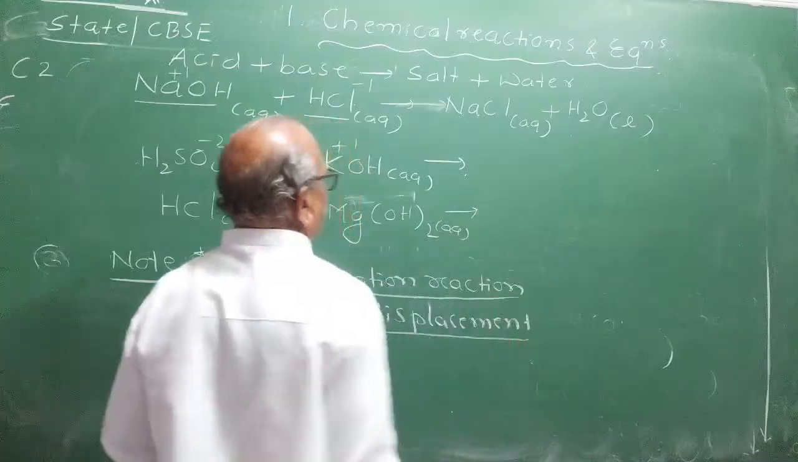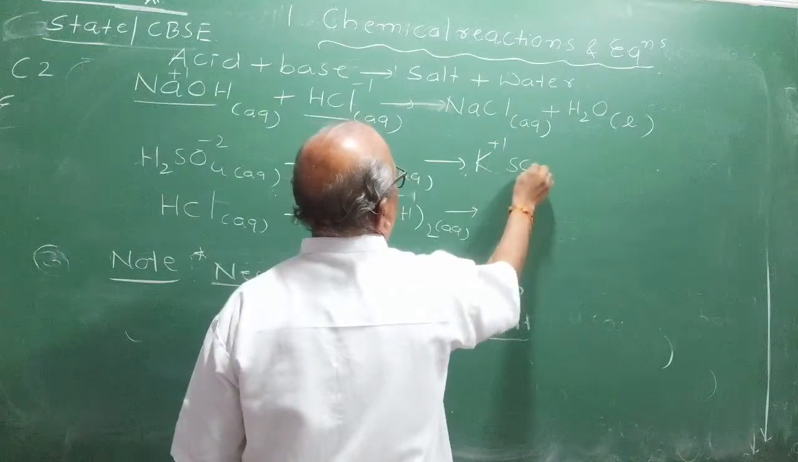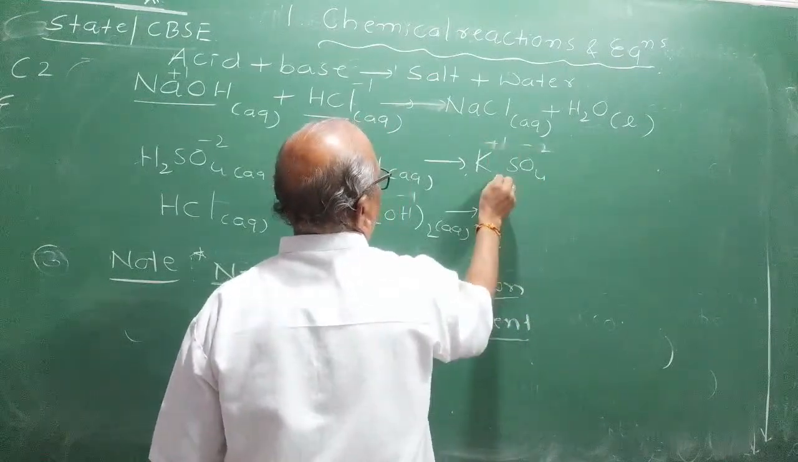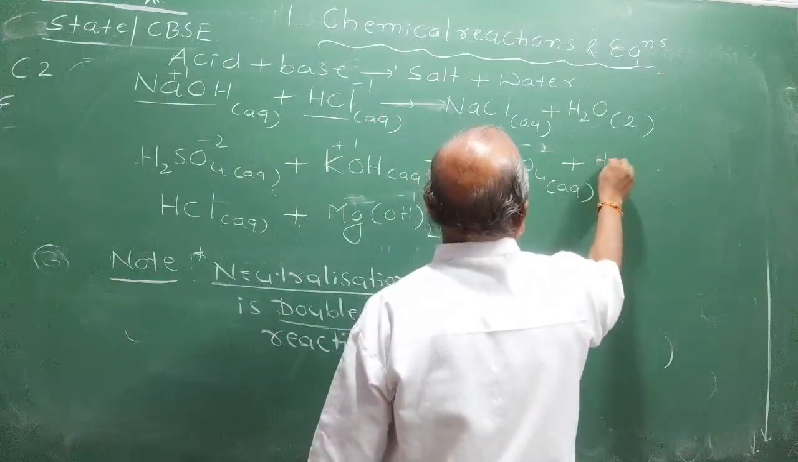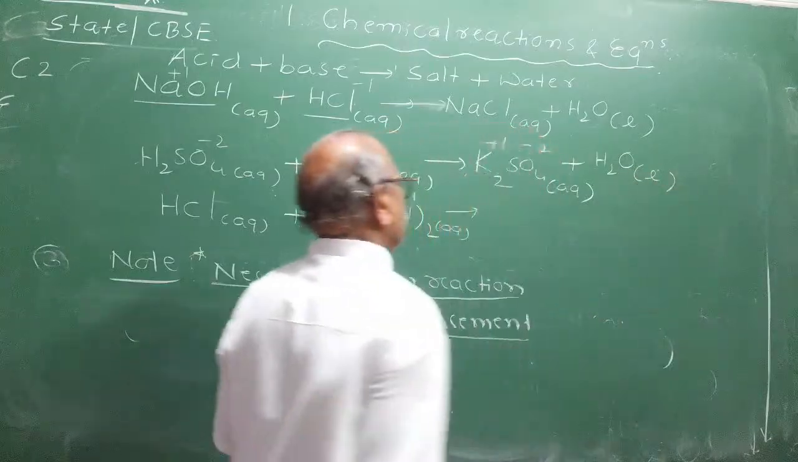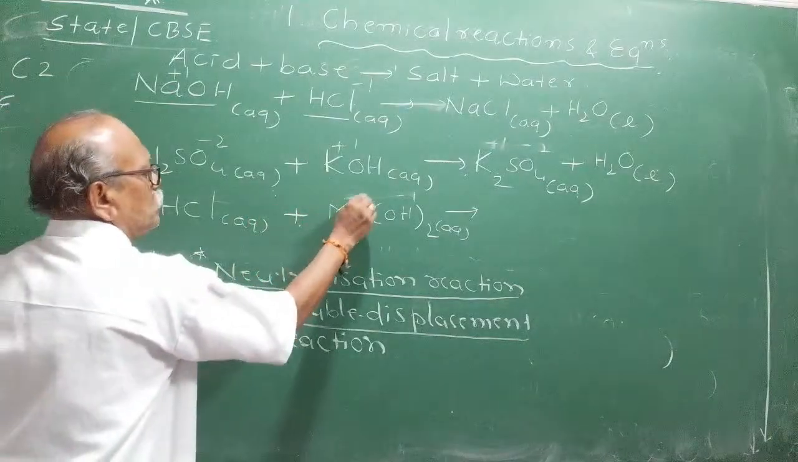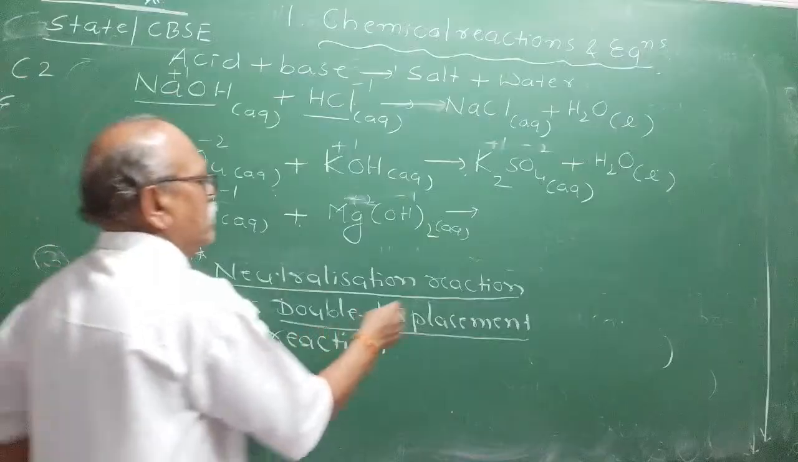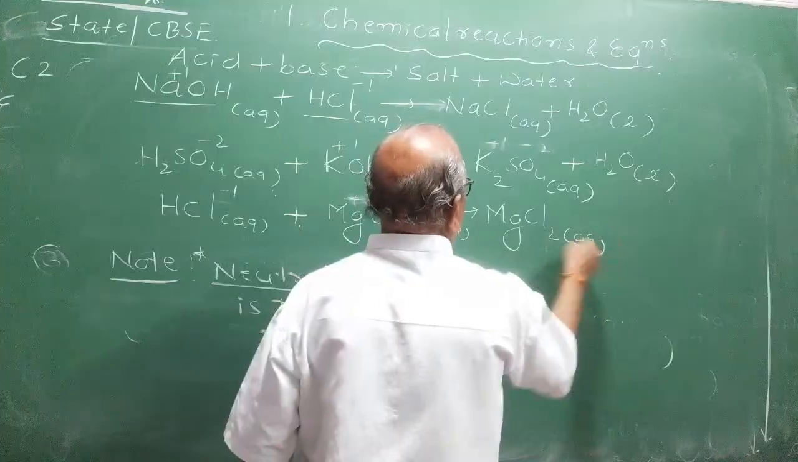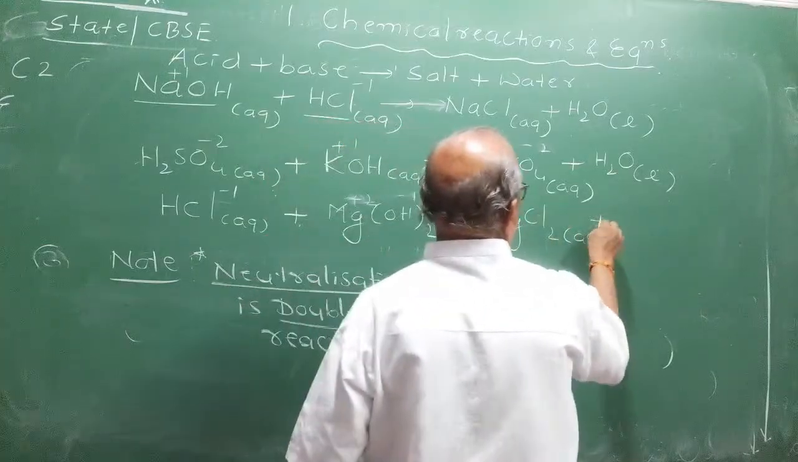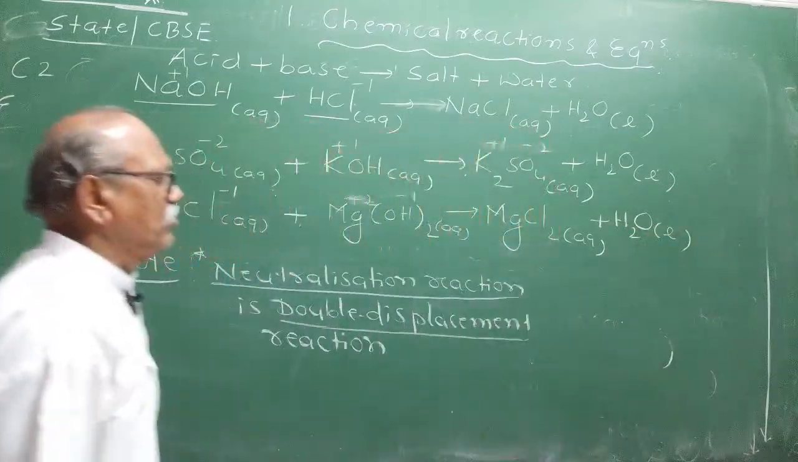Potassium sulfate, what is the formula of potassium sulfate? Potassium K plus 1, sulfate SO4 minus 2. Therefore, you have to write the formula of potassium sulfate as K2SO4 aqueous, plus water in the liquid state. They are in the aqueous solution. Similarly, magnesium plus 2, chlorine minus 1, you will get magnesium chloride MgCl2 aqueous, because plus 2 minus 1, cross the valency. Master writing formula, then you can play chemistry like football.